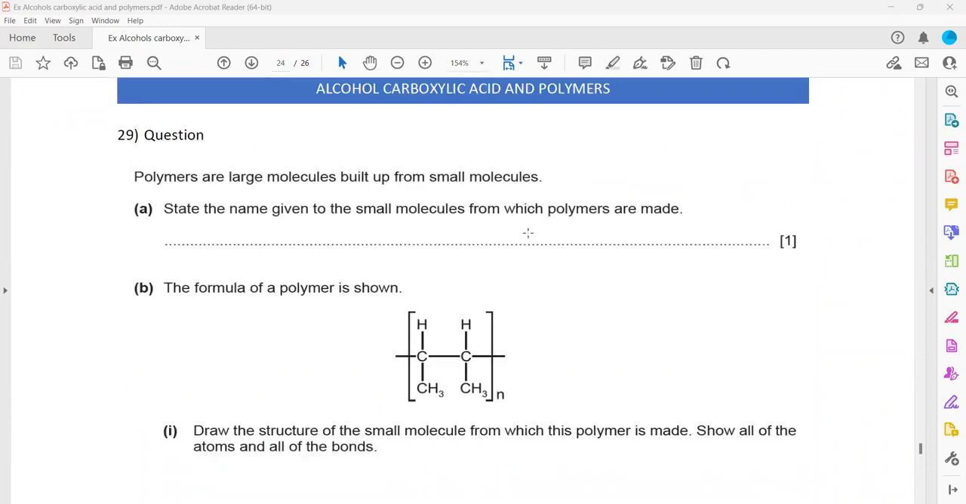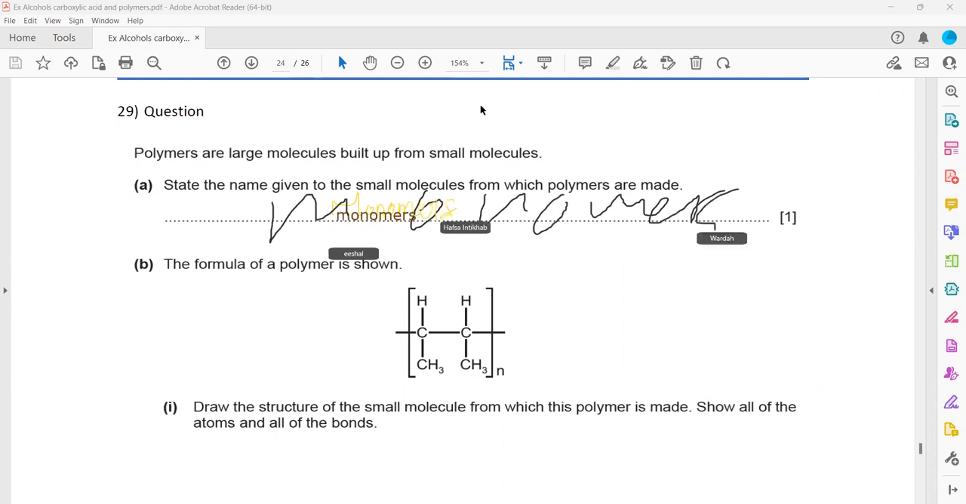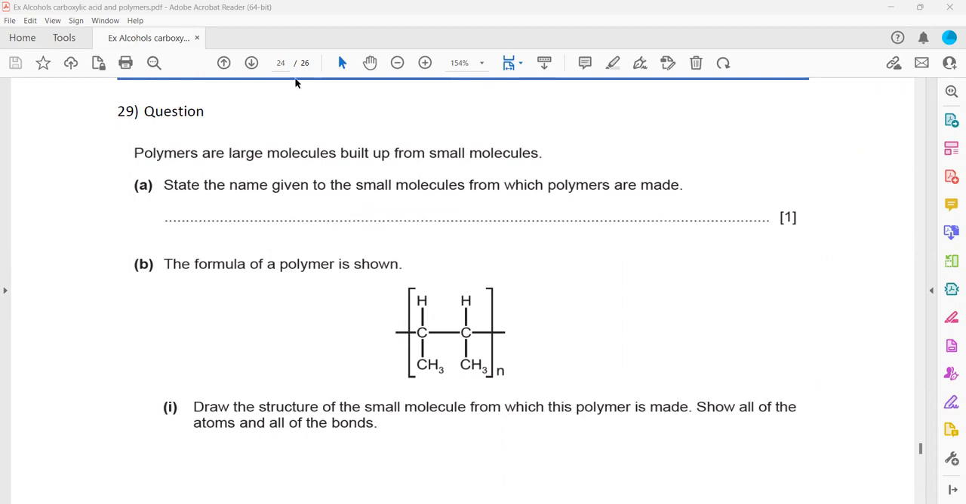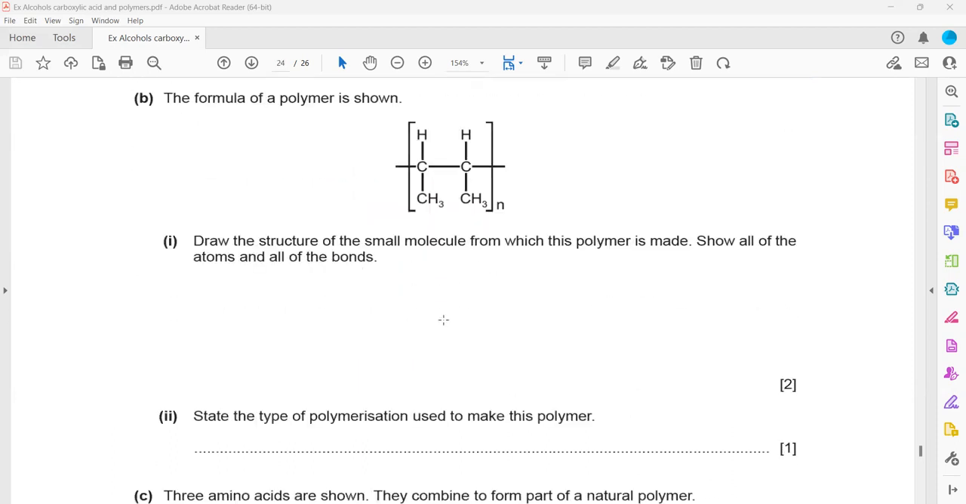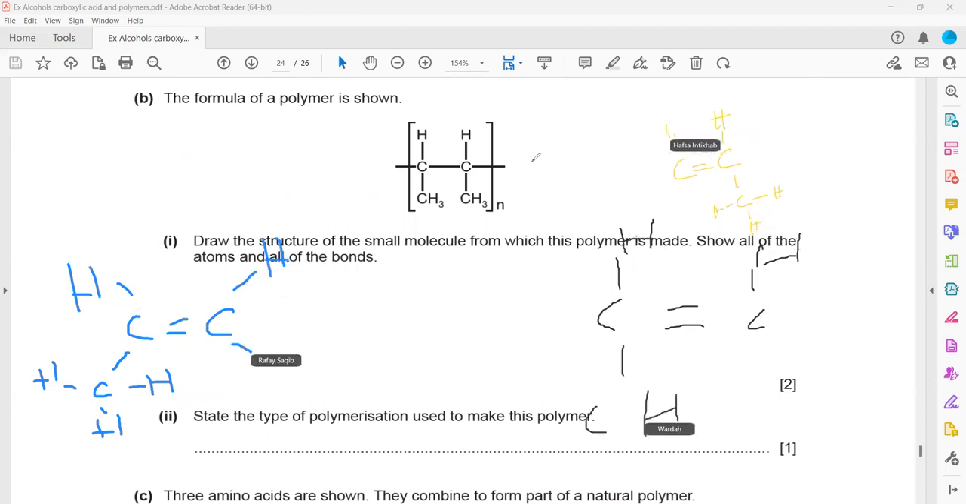Question 29. Polymers are large molecules built from small ones. State the name given to a small molecule which forms a polymer. Monomers. That's right. Then the formula of the polymer is shown here; you can see the structure of a polymer. We want to draw a monomer. You can use screen annotation. Show all the bonds and all the atoms. Don't forget that. Even if CH3 is written, you have to show all the bonds and all the atoms.